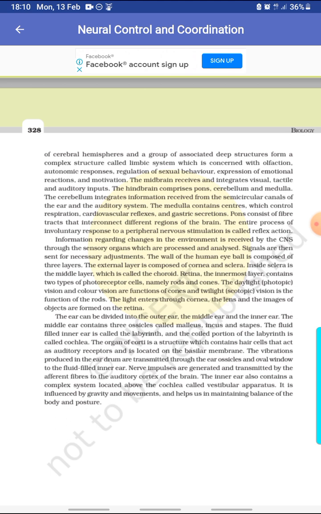The inner ear also contains a complex system located above the cochlea called the vestibular apparatus. It is influenced by gravity and movements and helps us in maintaining balance of the body and posture.